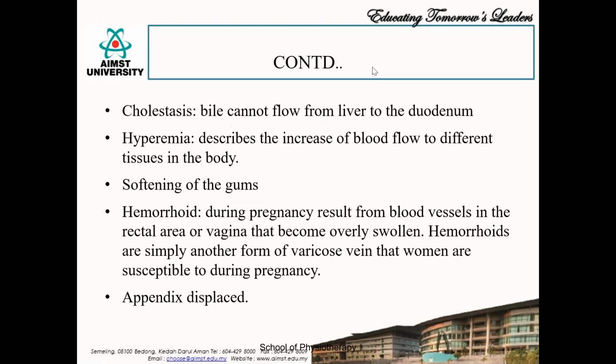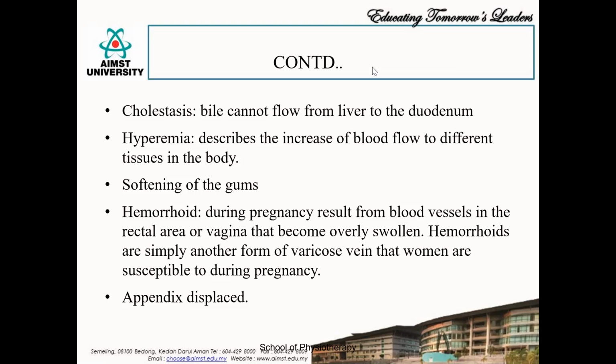Then if you see, the bile cannot flow properly from the liver to the duodenum. This is because the abdomen is compressed and there won't be proper flow of the bile from the liver to the duodenum, and this may compress the liver, and sometimes it will lead to some other problem. Okay, the next is hyperemia.